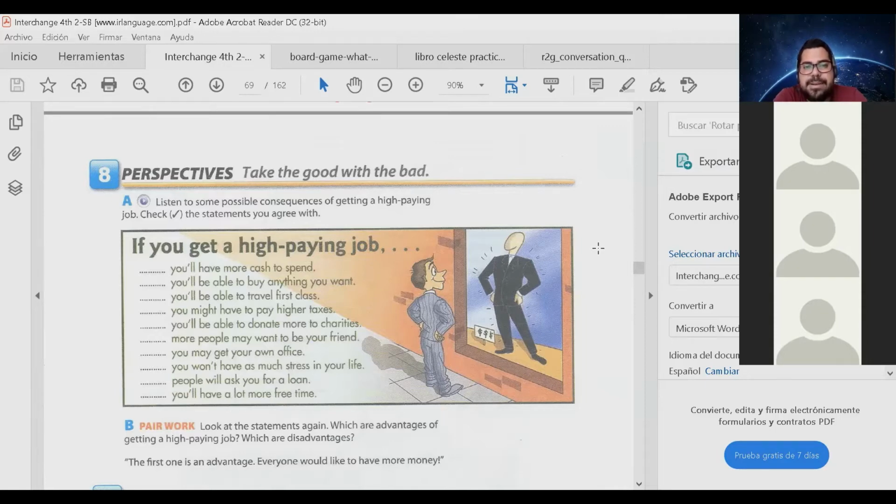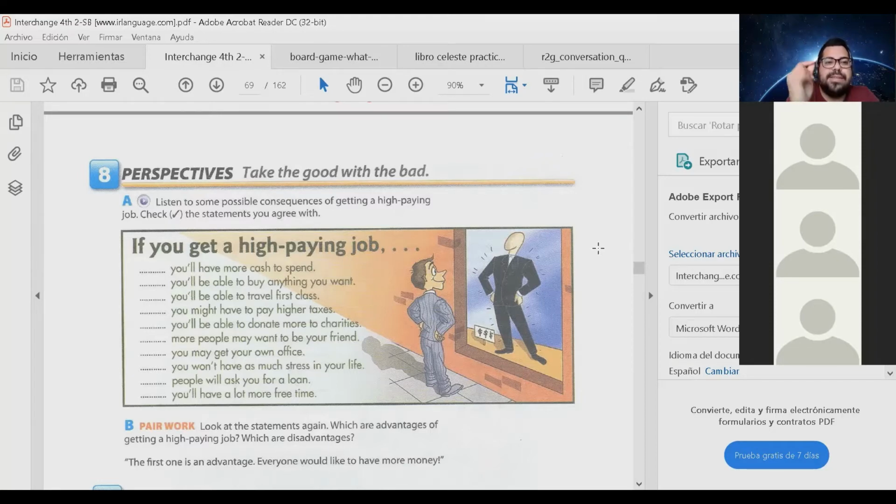It's in here. Take the good with the bad. We're not gonna listen, we're gonna read it. I think it's not necessary to put the audio on. Check the statements that agree with you. I want you to take a paper, guys, or just remember, and check the ones that are according to you. Let's read all of them, and then you tell me which ones are according to your reality.